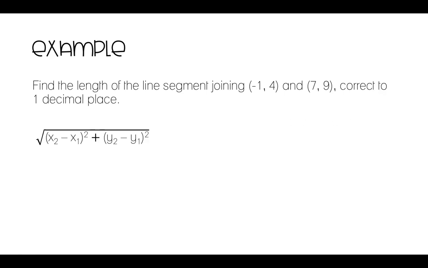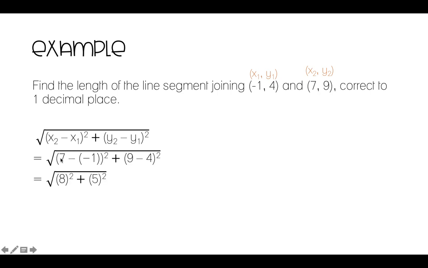So here's our formula again. We've got our x1, y1 and x2, y2, so we substitute those in. We say 7 minus -1. You need to remember, because this is always a minus, that this negative is on the 1, so we need to include that here. We're going to square that, plus 9 minus 4.